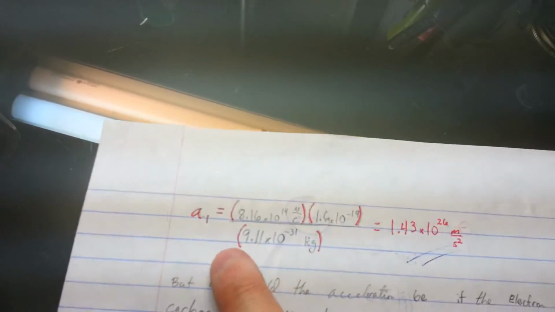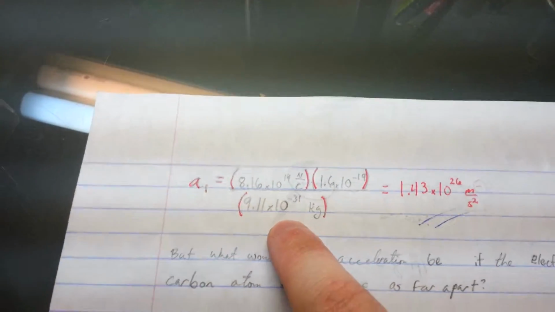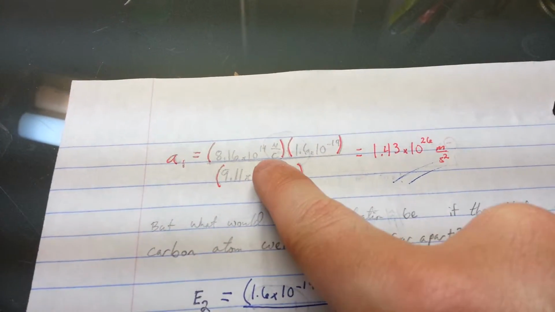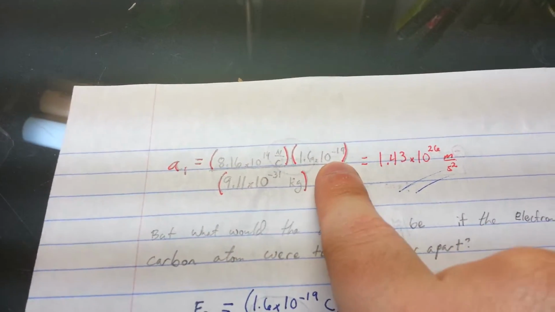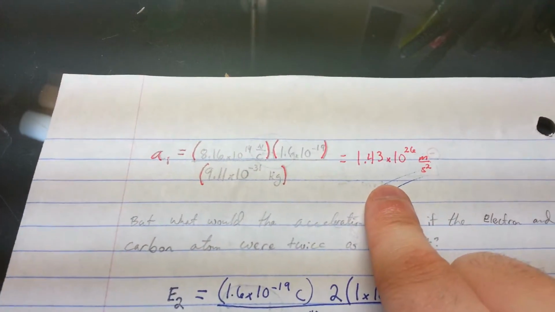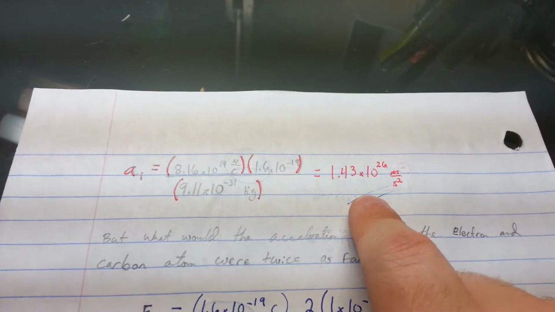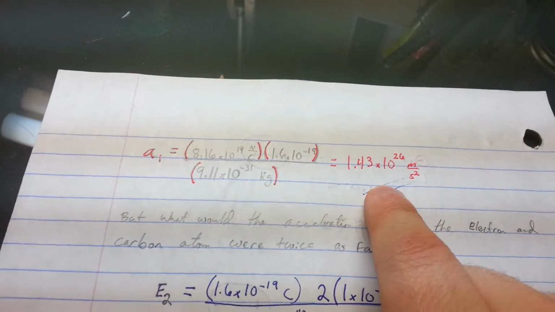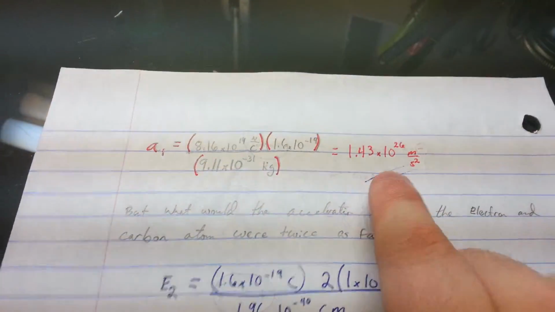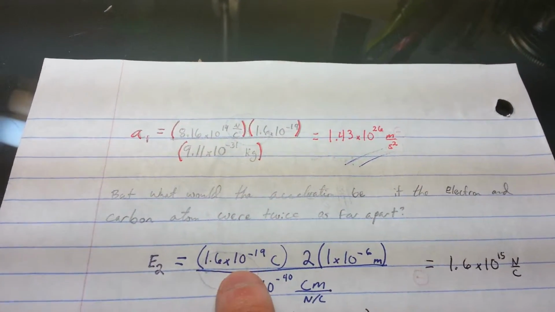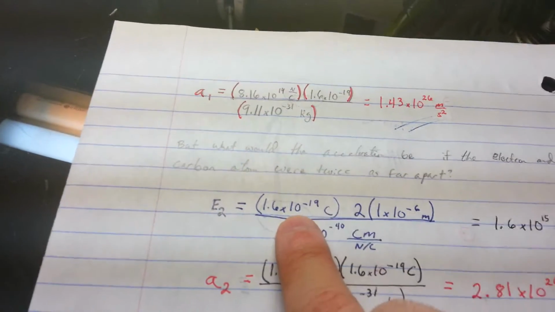So, now that we have a, we know the mass of an electron, it's real small. And then we've got the electric field and our charge, and this is what we get. So, this is how fast this electron is just going to shoot away from this carbon atom. But let's say, what would the acceleration be if the electron and carbon atom were twice as far apart?